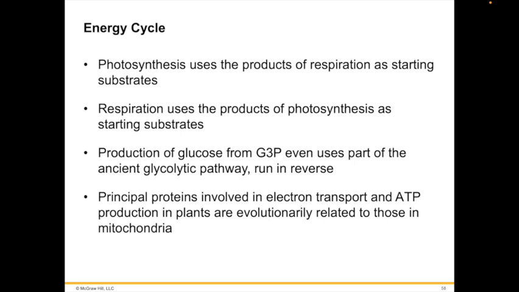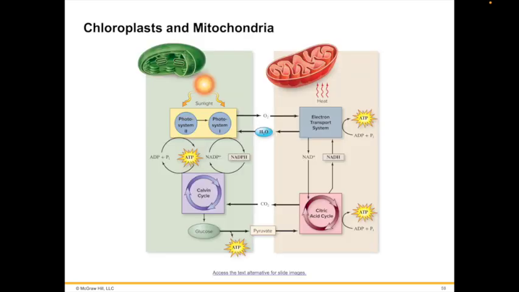The energy-capturing metabolisms of chloroplasts studied in this chapter and mitochondria studied in Chapter 7 are intimately related, if you look at Figure 8.19. Photosynthesis uses the products of respiration as starting substrates, and respiration uses the products of photosynthesis as starting substrates. The production of glucose from G3P even uses part of the ancient glycolytic pathway run in reverse. Also, the principal proteins involved in electron transport and ATP production in plants are evolutionarily related to those in mitochondria.